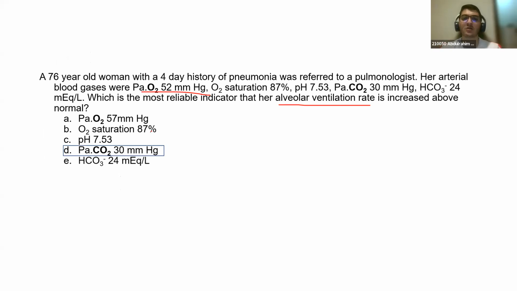Can you repeat the last question? So here we have different parameters: pressure of oxygen, saturation of oxygen, pH, alveolar pressure of carbon dioxide, and bicarbonate. Which one is a reliable indicator of alveolar ventilation? So there's a previous group of questions. We're focusing on one thing, which is that the ventilation rate is dependent on carbon dioxide.